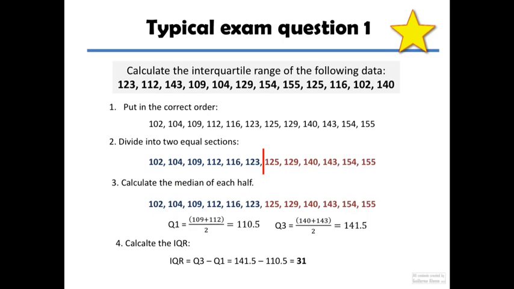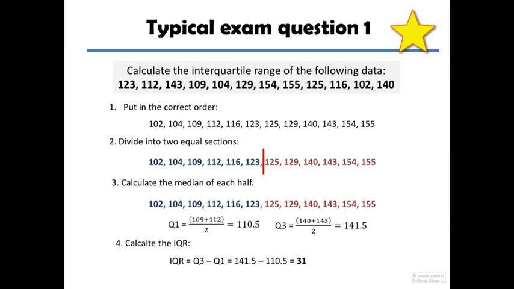Not that hard. When you calculate the median of these two halves, because you have 6 elements in each half, to calculate the median you're going to have to calculate the mean of the two in the middle. So it's going to be 109 plus 112, divided by 2. It's going to be 110.5. So remember, the median of 6 elements is going to be the mean of the 2 elements in the middle.